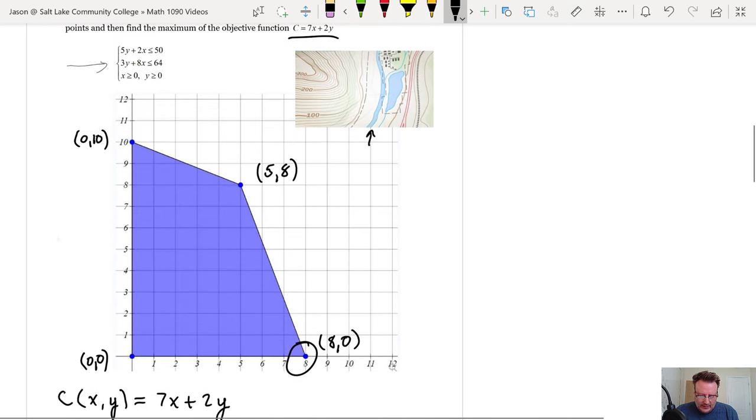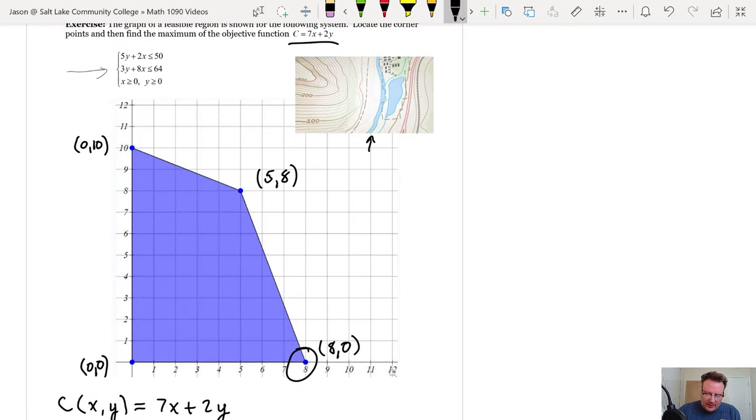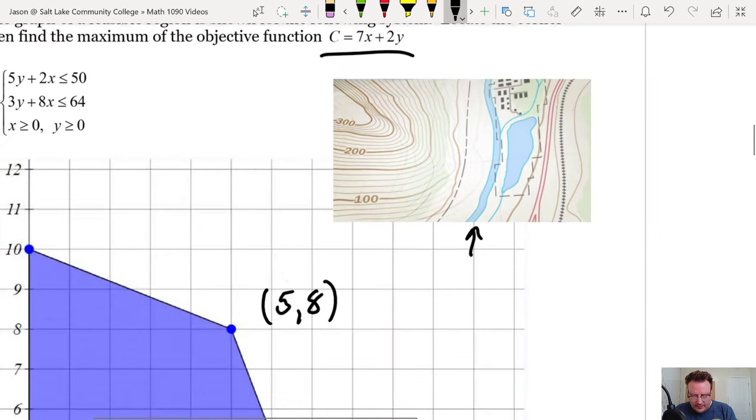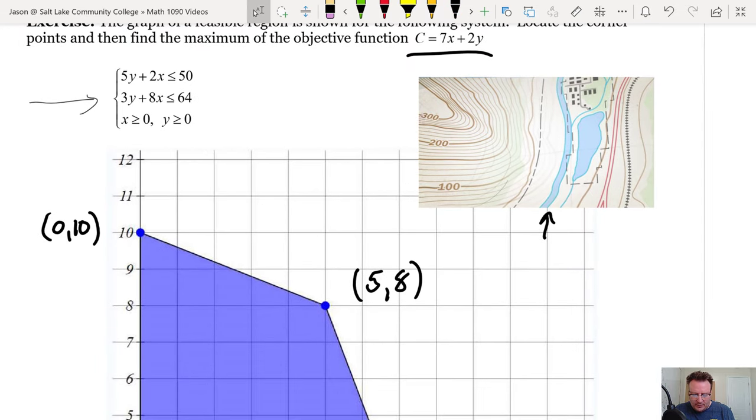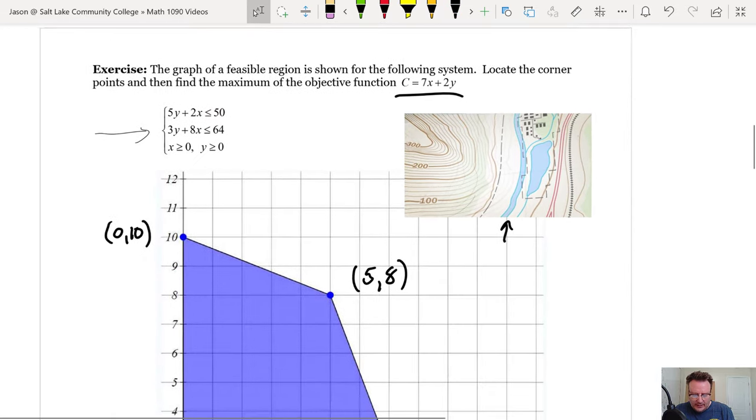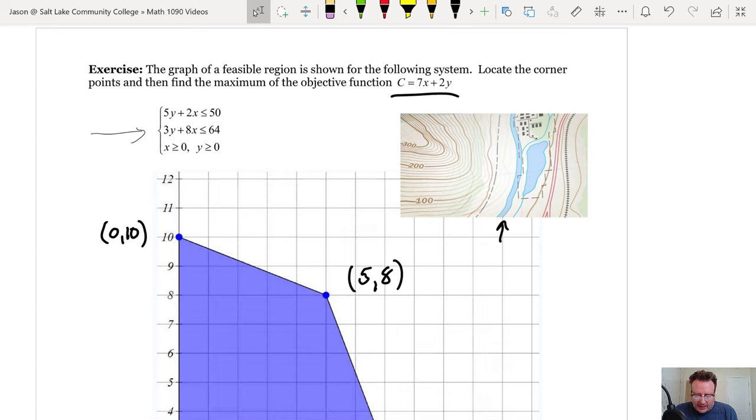Well, let me go back now to this topographic map here. I'll make this a little bit bigger. So what is a topographical map here? A topographical map is simply a map that has what we call contours on it. And these contours, these brown lines that you see on this little diagram here, they represent elevation above sea level or above some level, okay?